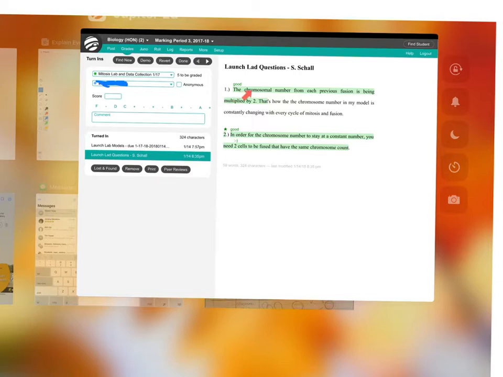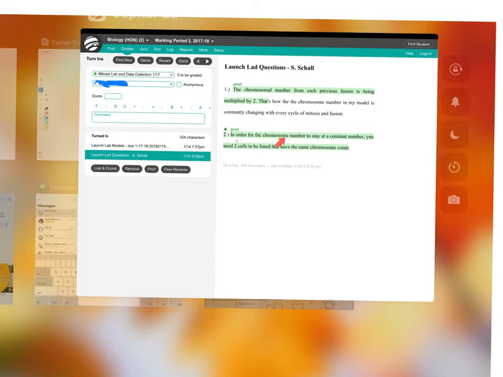Yeah, this is the correct answer, right? The chromosomal number from each previous fusion is being multiplied by 2, so it's doubling every time there's a new fusion. And that's how chromosome numbers in any model is constantly changing with every cycle of mitosis and fusion, right? So that's answering the question.